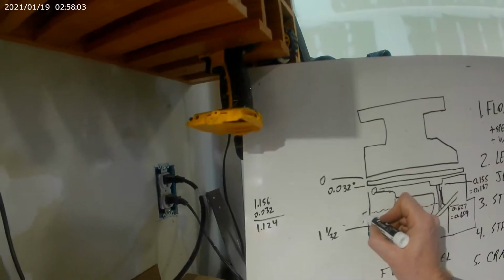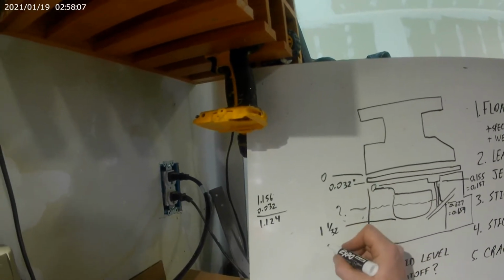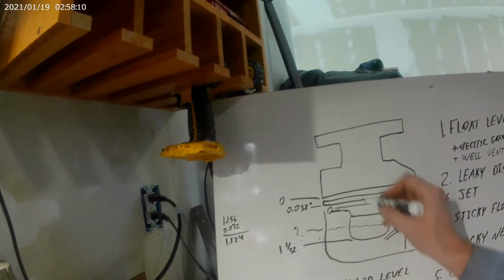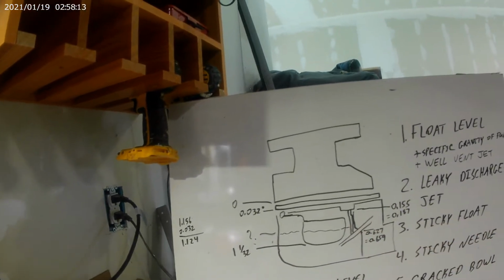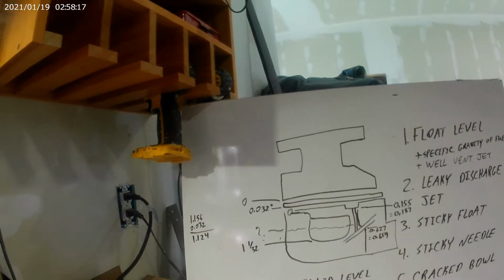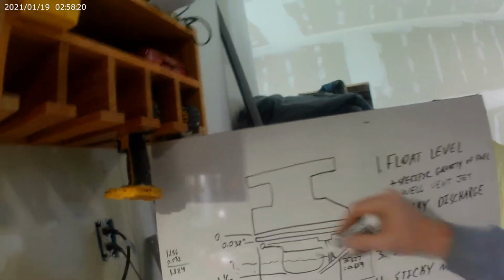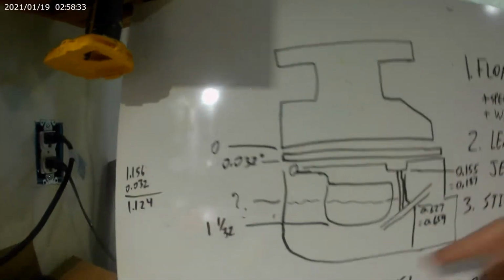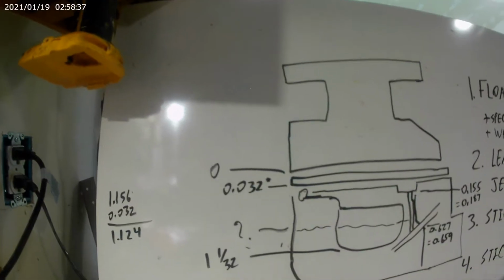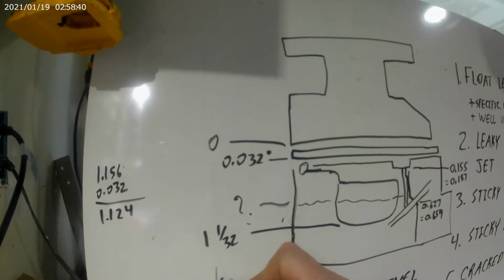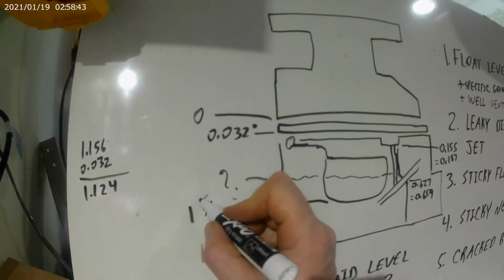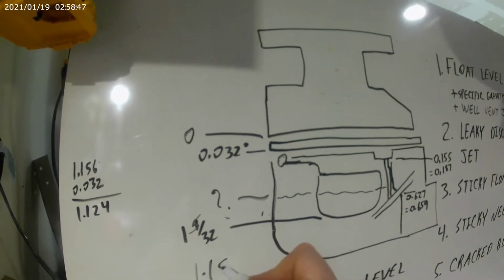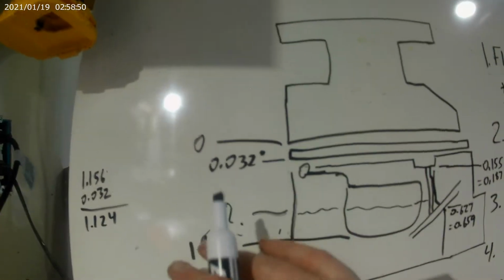I'm going to have a fuel level right here that I don't know what it is, and it's not going to be the same as my float level. This gasket is going to have something to do with the level in the bowl relative to my datum point. If I call my datum point this flat mating surface of the carburetor, that's where you measure your float levels from. Call that 0. My gasket is about 32 thousandths thick. My float from this same datum is 1 and 5/32, which is 1.156 inches.